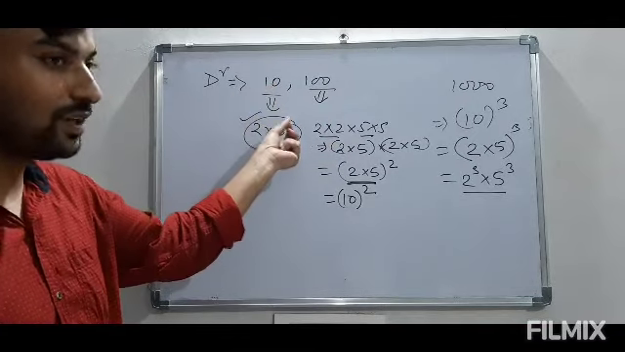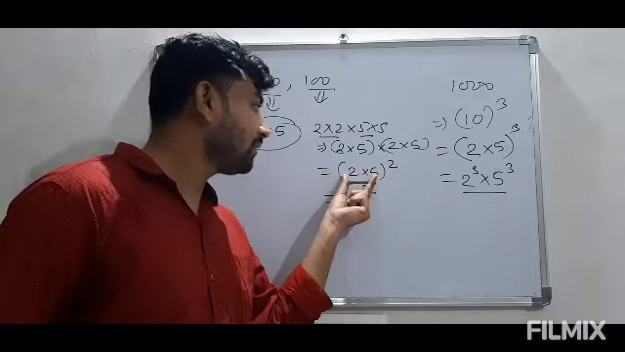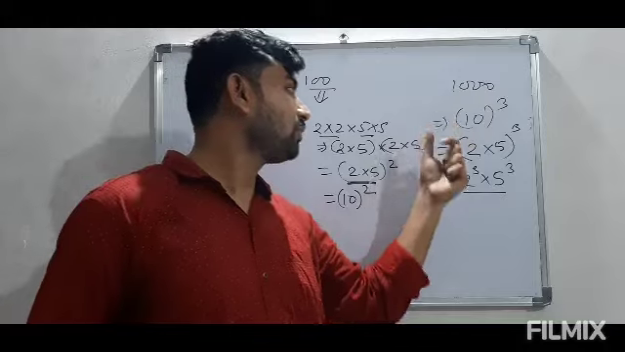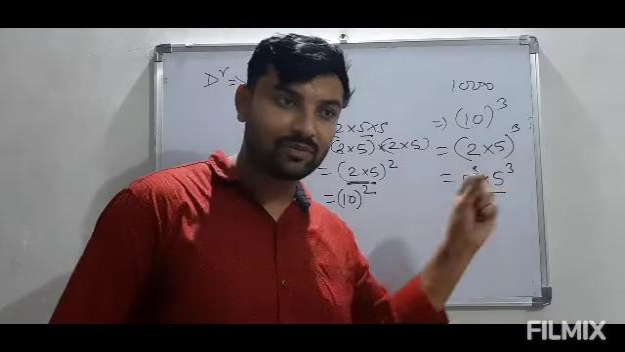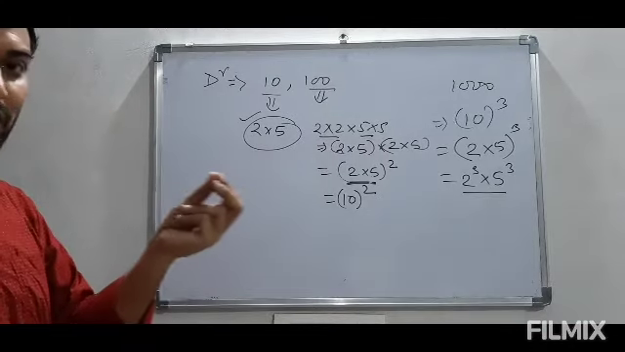If it is one decimal place, then the factors will be 2 and 5. If it is two decimal places, then factors will be 2 and 5 twice. Then if it is three decimal places, then 2 and 5 three times. So in all the cases we are getting only two factors, that is 2 and 5.